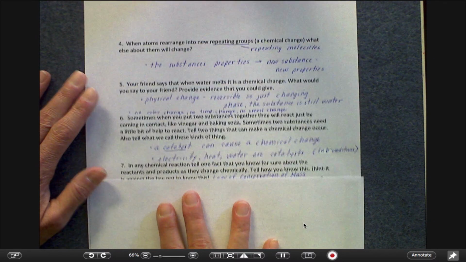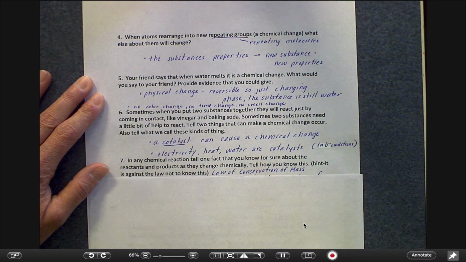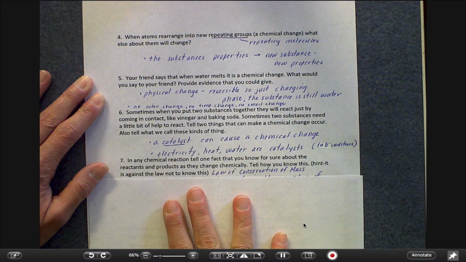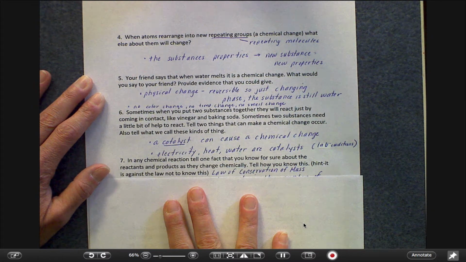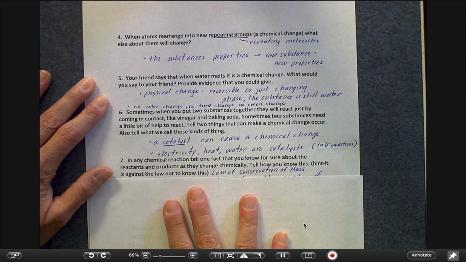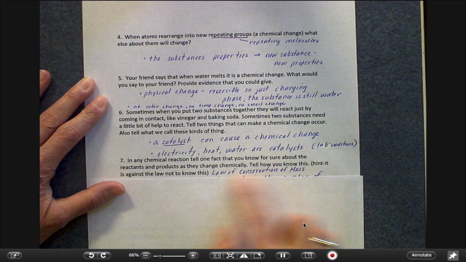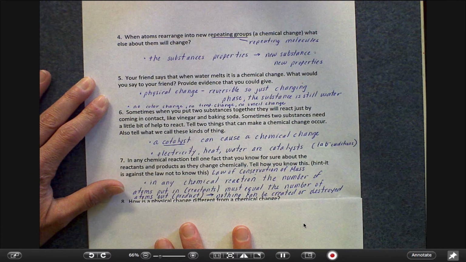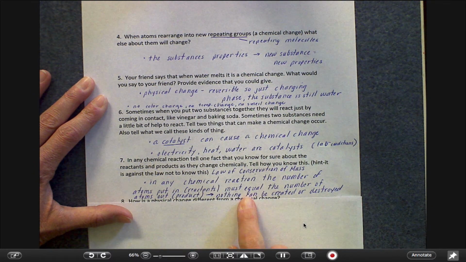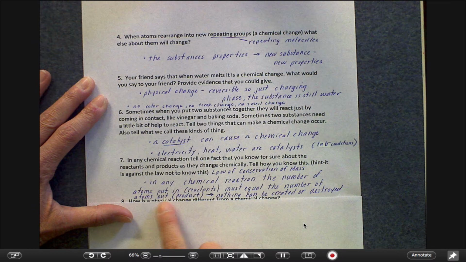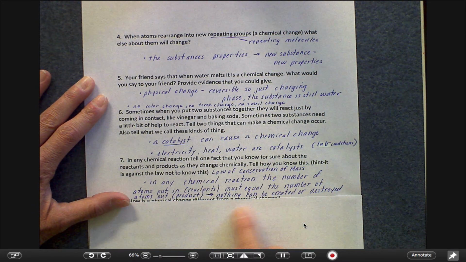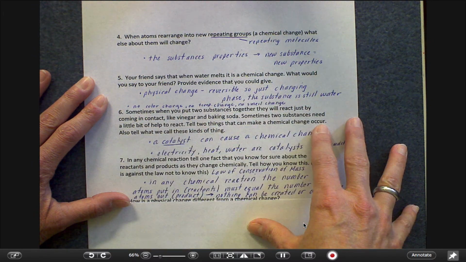Number 7. In any chemical reaction, tell 1 fact that you know for sure about the reactants and the products as they change chemically. Tell how you know this. Hint, it is against the law not to know this. So this is going back to our law of conservation of mass. In any chemical reaction, the number of atoms put in, our reactants, must equal the number of atoms that come out, our products. Nothing can be created or destroyed. And Mr. Condit just showed that with our colored atoms. The number in has to equal the number out.